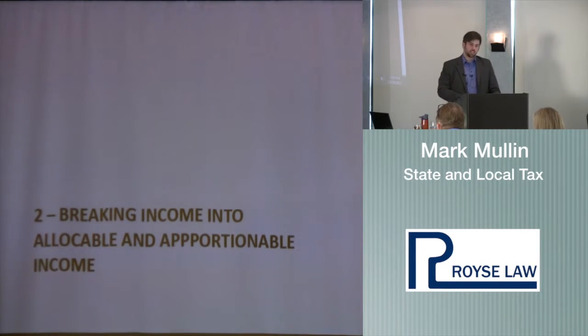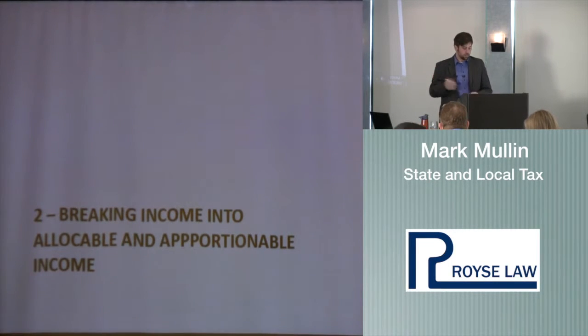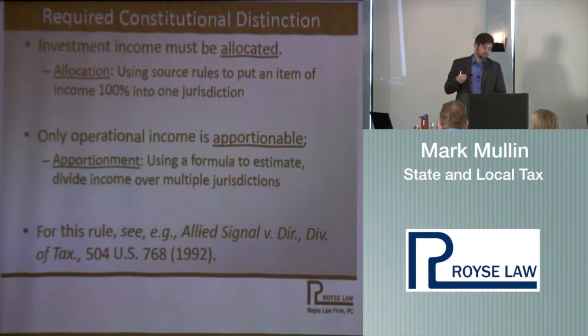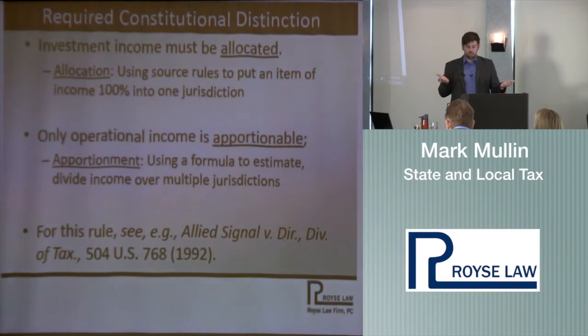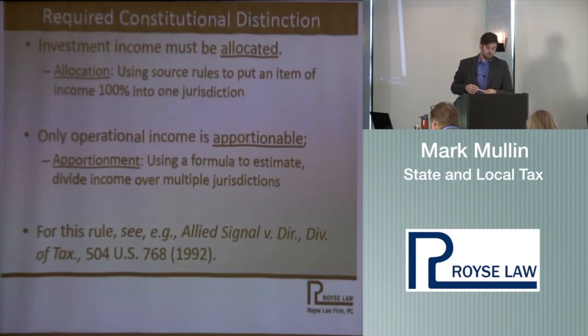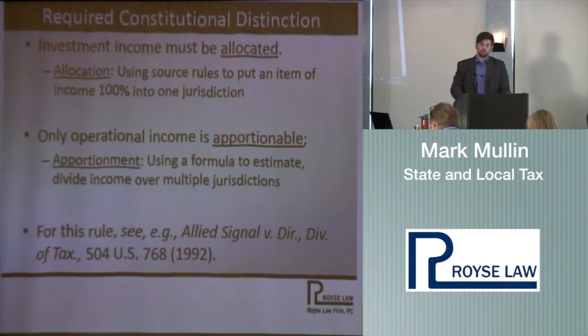So we've now discussed the basic taxable unit idea and the need for nexus for a state to tax you. Now I'm going to start talking about how under the constitutional rules, states need to break down your income into an allocable portion and an apportionable portion, which is fun to say. So here's the required constitutional distinction. Investment income must be allocated. Allocation means you use source rules, like in international tax, to put an item of income 100% in one jurisdiction. On the other hand, you can apportion operational income of a unitary business. Apportionment means that you use a formula to estimate and divide income over multiple jurisdictions. I'll give you some examples of how that works.